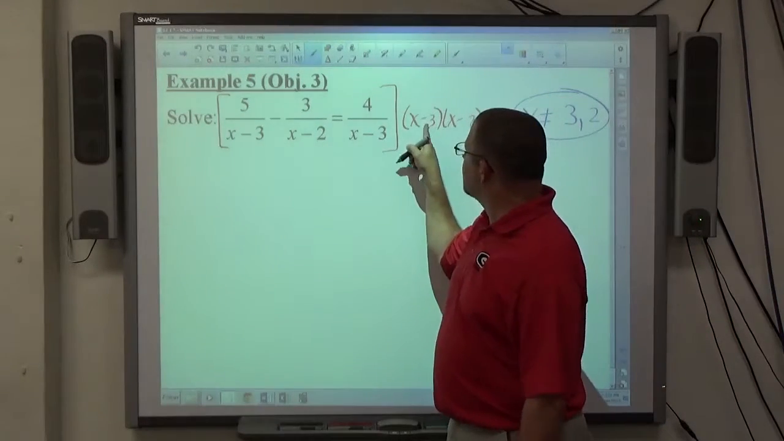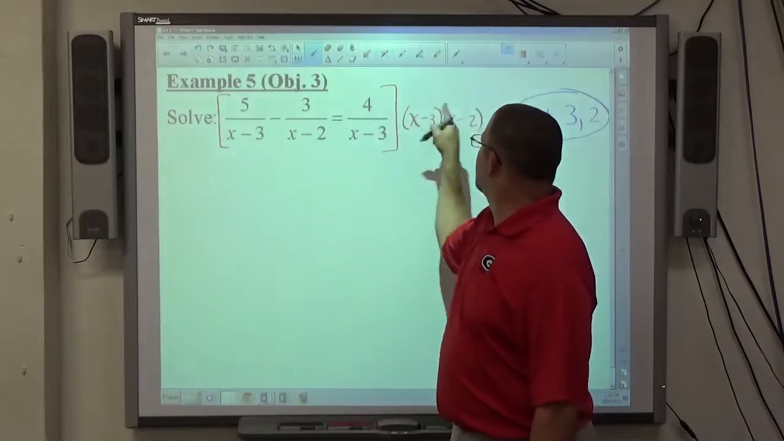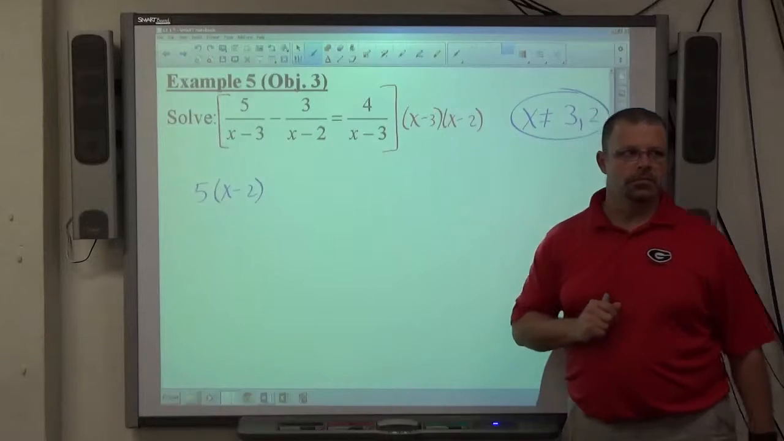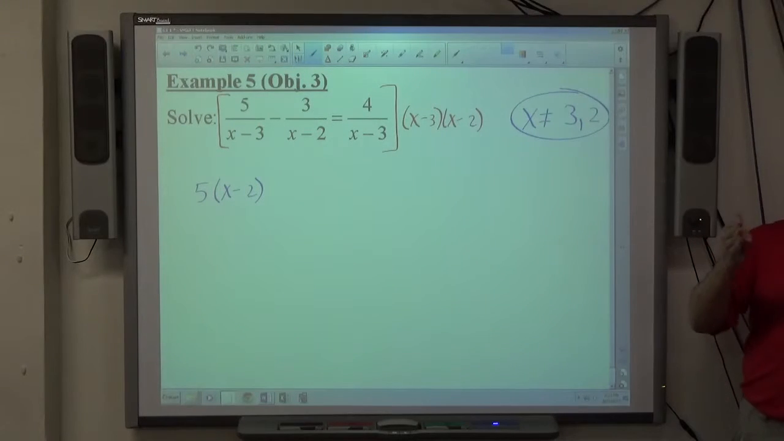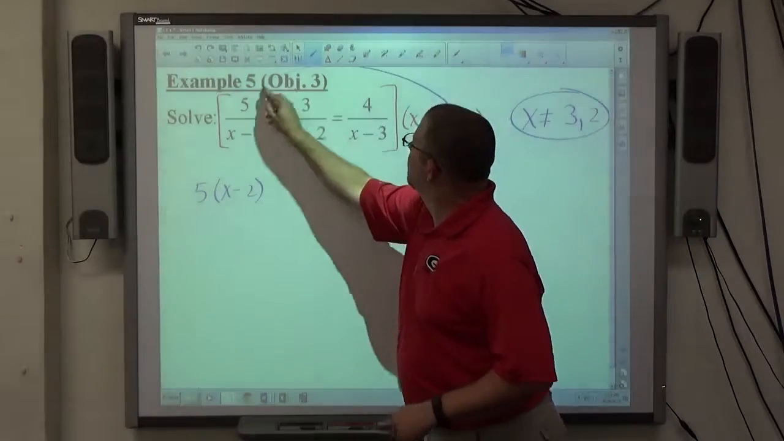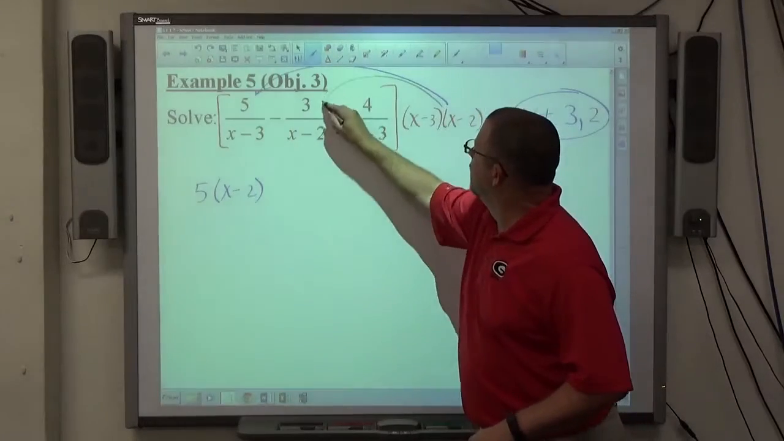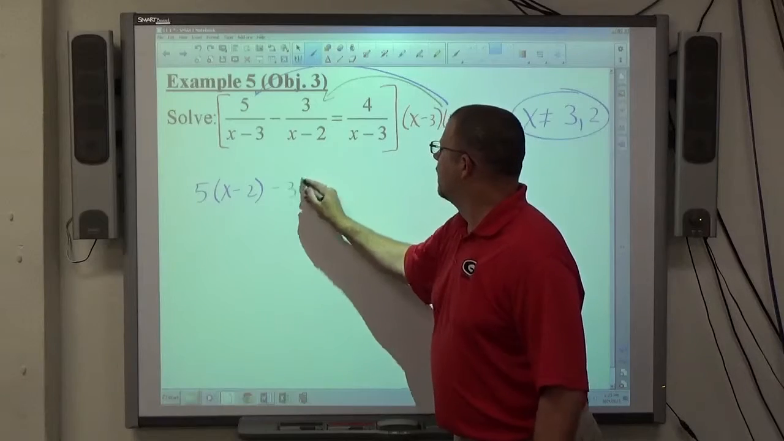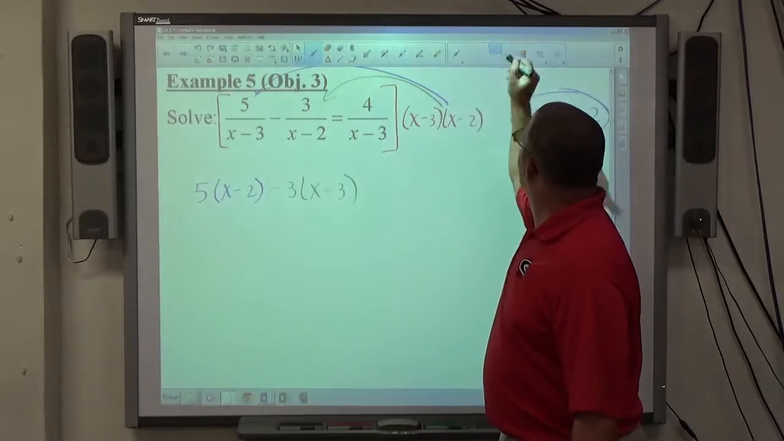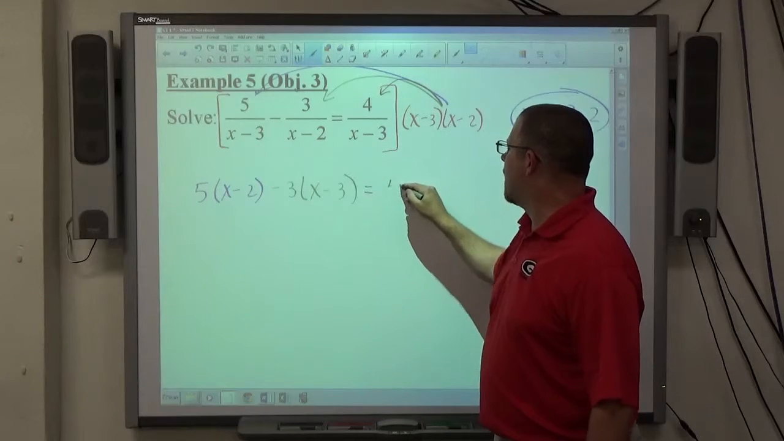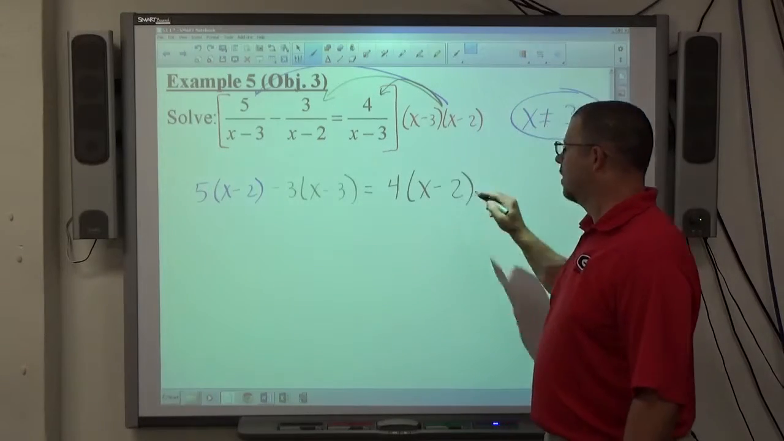It goes like this. X minus 3 cancels x minus 3. Leave me with 5 times x minus 2. Write 5 parentheses x minus 2. Don't write 5x minus 10. Write 5 parentheses x minus 2. Get the fractions gone first, then get rid of the parentheses. That would be this product. Moving on to this product. X minus 2 cancels x minus 2, leaving me with minus 3 times x minus 3. And then this times this, the x minus 3's cancel, leaving me with equals positive 4 times x minus 2.